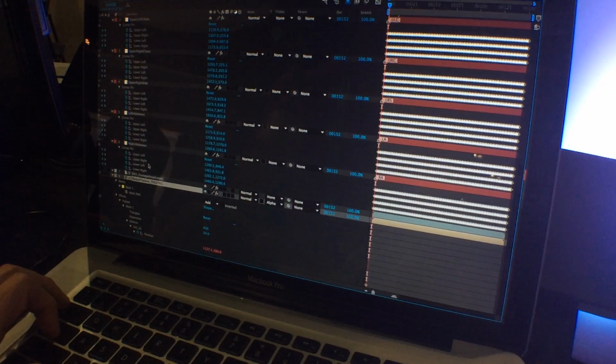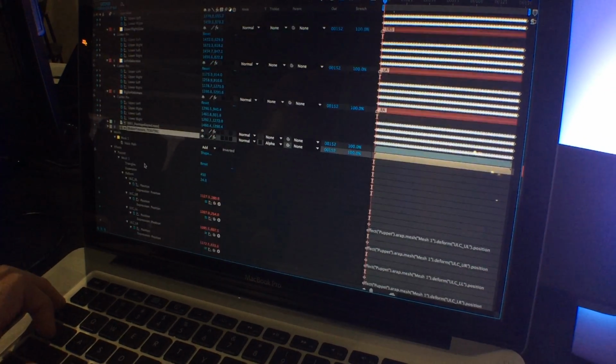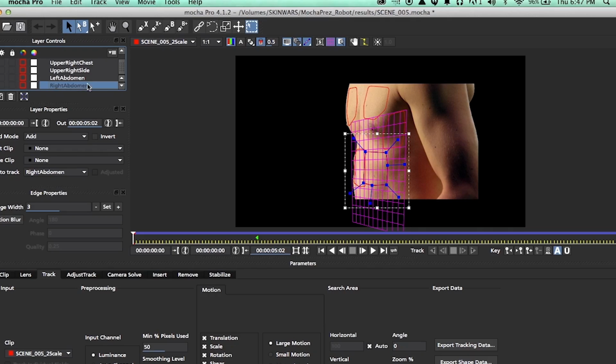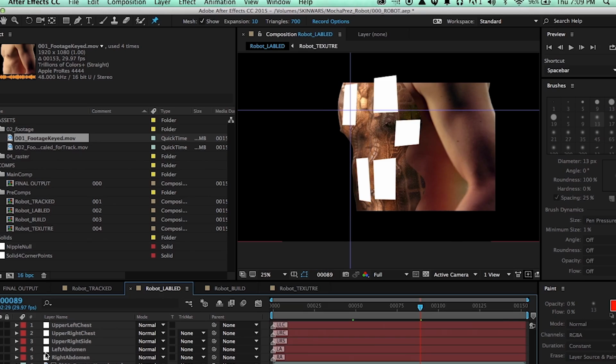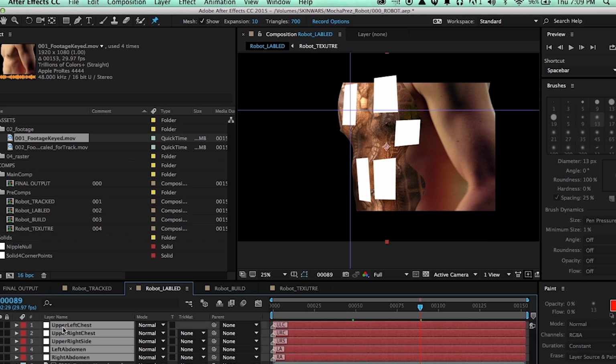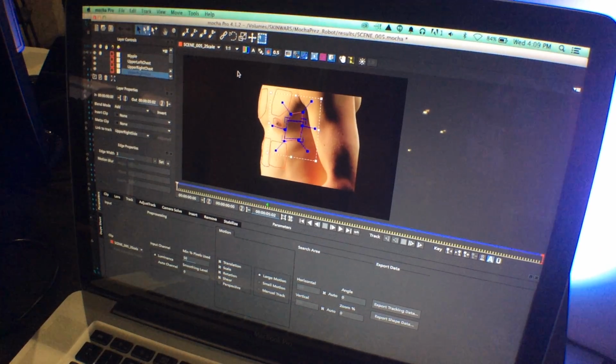By pick whipping expressions from corner pins tracked out of Mocha, once they were all pick whipped and connected, that's it. I sat back and I watched the motion happen. For the most part, once the mat was all in and all the tracking was done, puppet pin plus corner pin information out of Mocha was our saving grace.